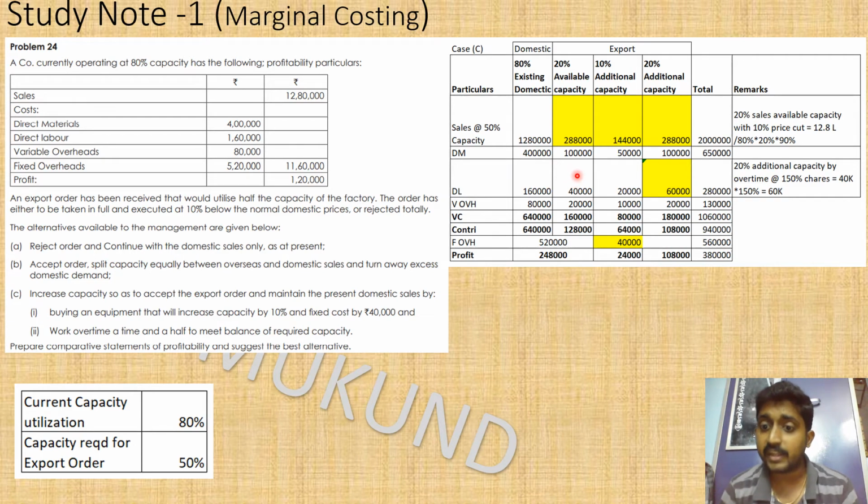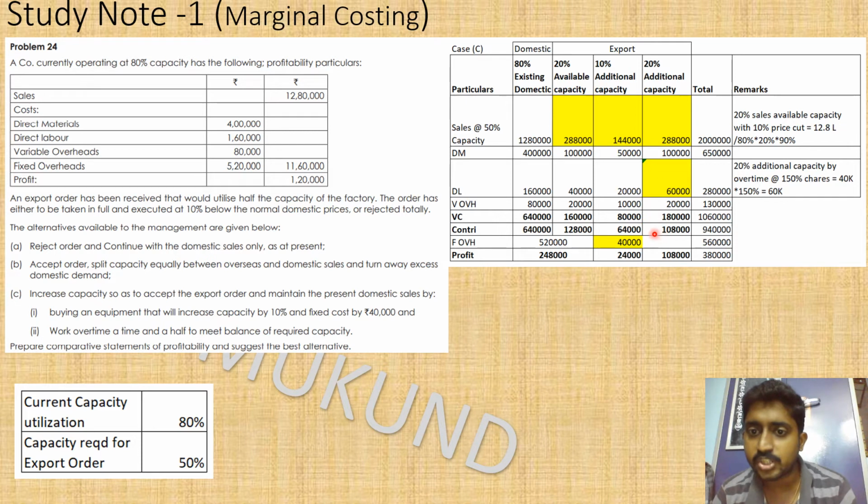Which means 40,000 you have spent in the normal, but by doing overtime it is 150 percentage of 40,000, which means 40,000 plus 50 percentage of 40,000, which is 40,000 plus 20,000, that is 60,000. So the direct labor for the same amount of work has increased from 40,000 to 60,000, because 1.5 times, which is 150 percentage, additionally we are doing. So the variable cost has gone up by 20,000. 1.6 lakhs variable cost has gone up to 1.8 lakhs.